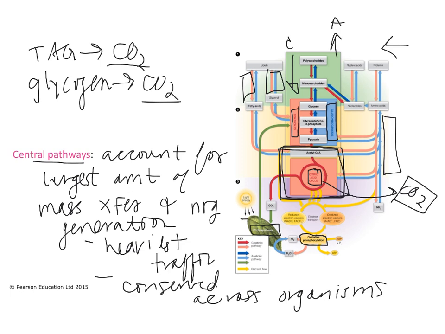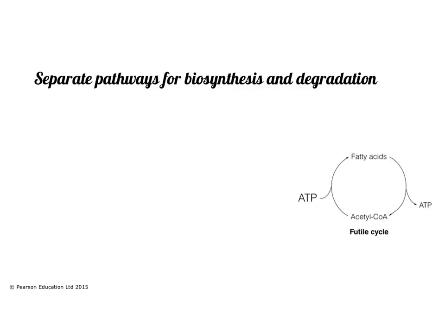So you'll notice that all pathways basically either lead to acetyl-CoA, or they lead into glycolysis or gluconeogenesis and then feed down into that pathway. So anyway, central pathways account for the largest amount of mass transfer and energy generation, the heaviest amount of traffic. Again, all roads lead to acetyl-CoA or to the citric acid cycle, and they're highly conserved across organisms, which means that you can find the citric acid cycle in just about every single organism on this planet. Not all of them, but almost all of them.